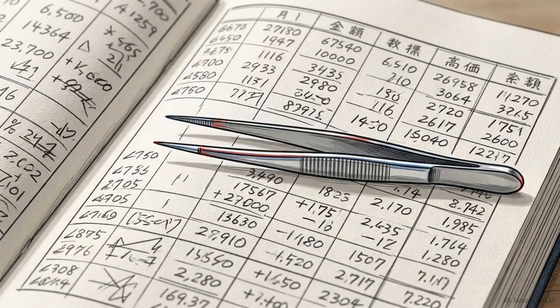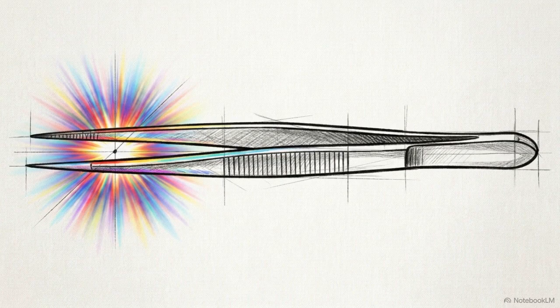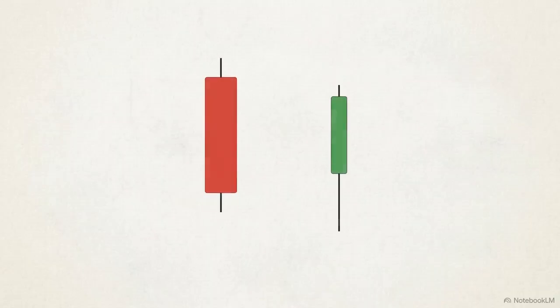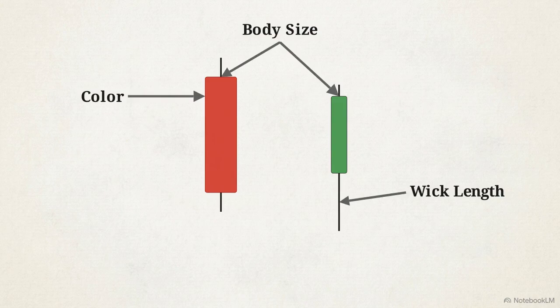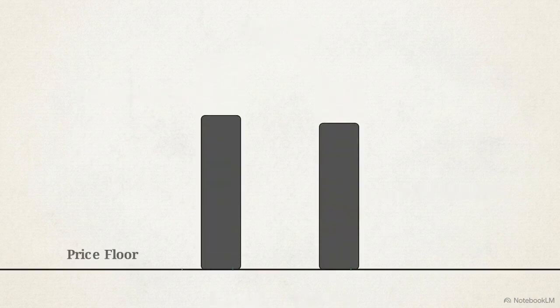The Japanese analysts who named this pattern drew inspiration from a simple tool. Just as tweezers use distinct prongs to grasp a microscopic object, this pattern relies on two trading periods hitting the exact same price. In this framework, candlestick morphology, color, body size, and wick length, is secondary to the strict mathematical alignment of absolute price extremes over two consecutive periods.